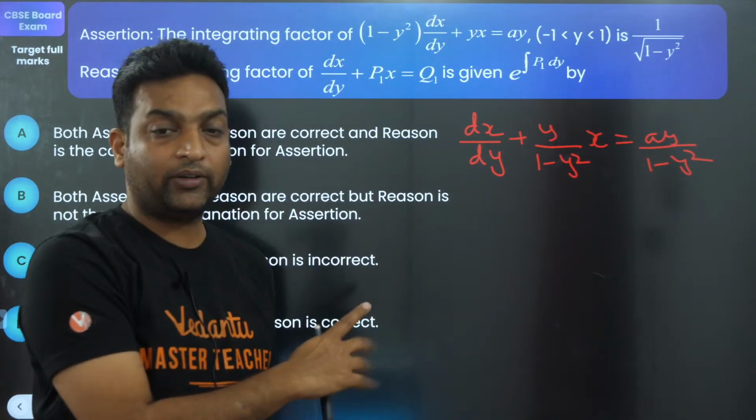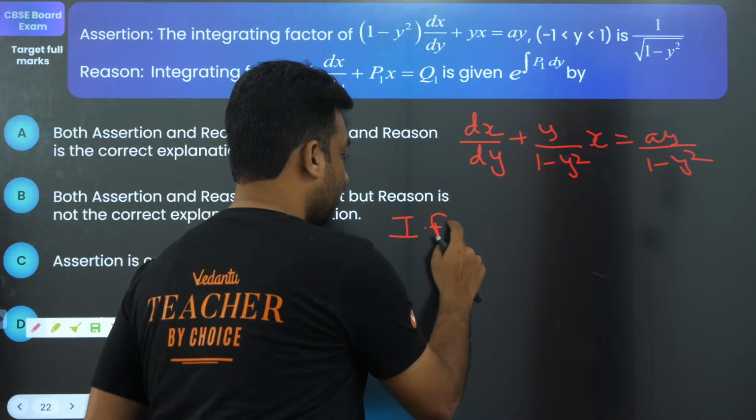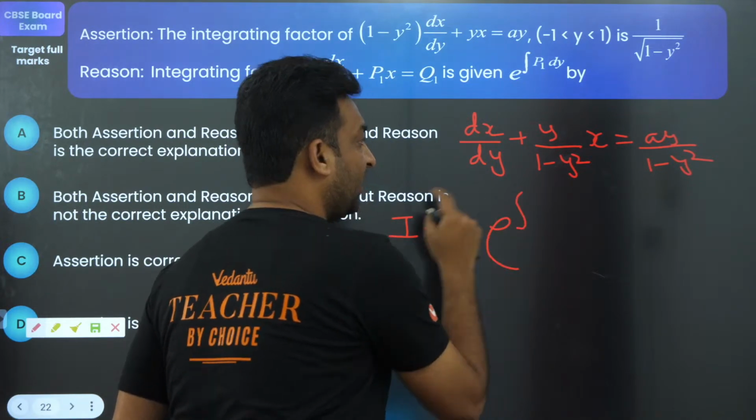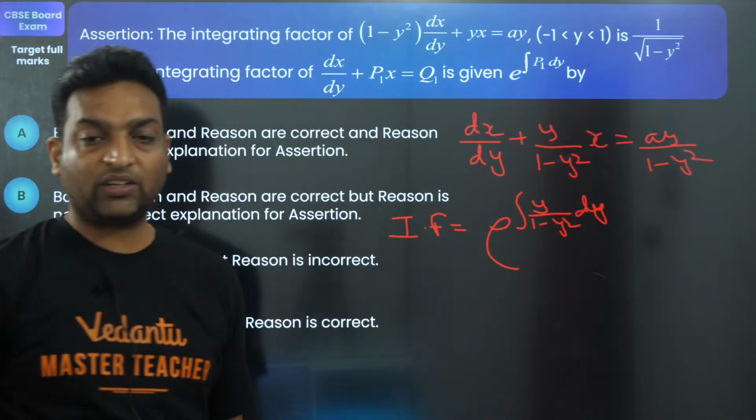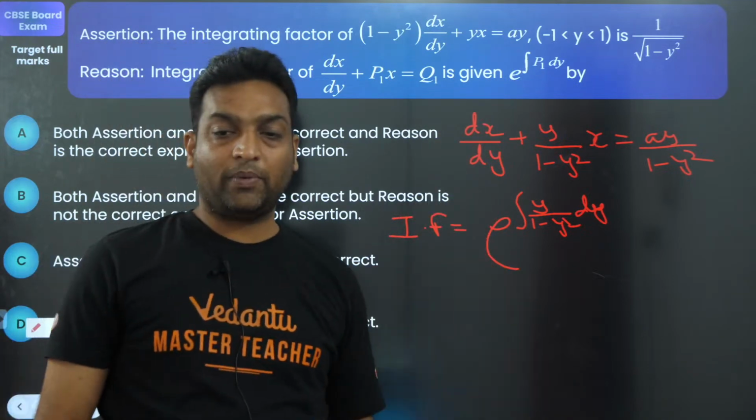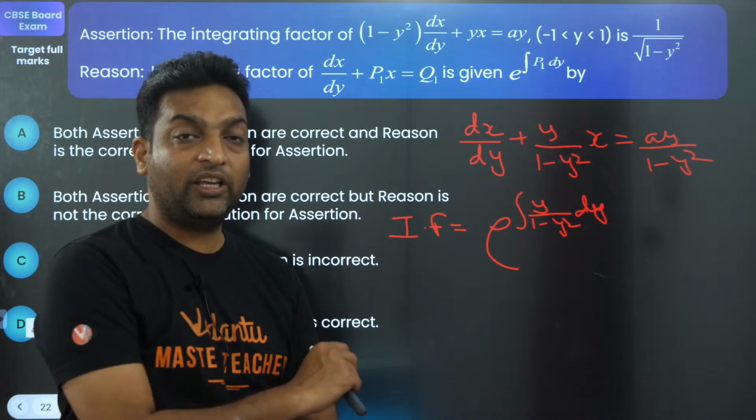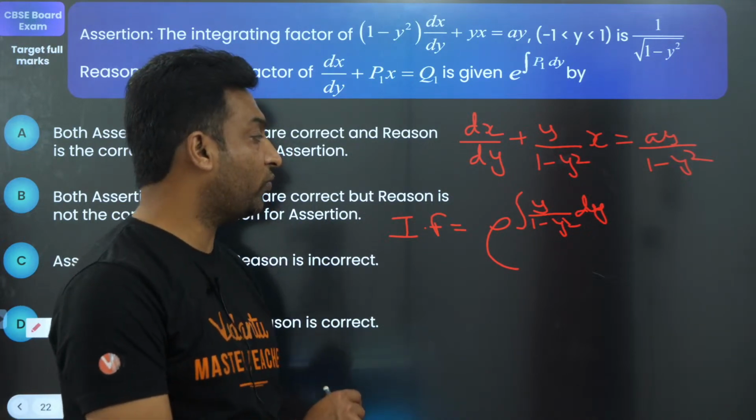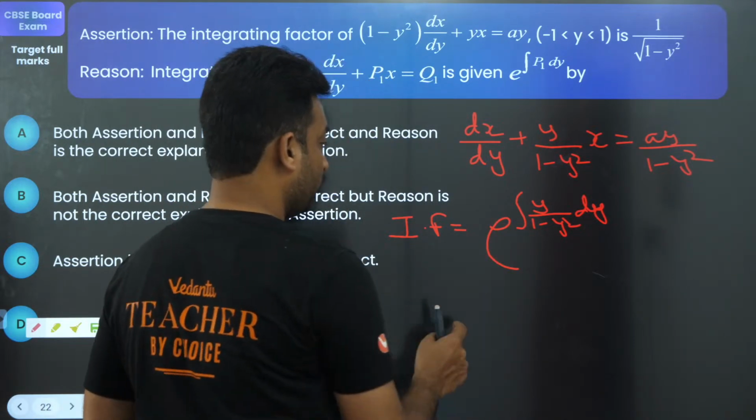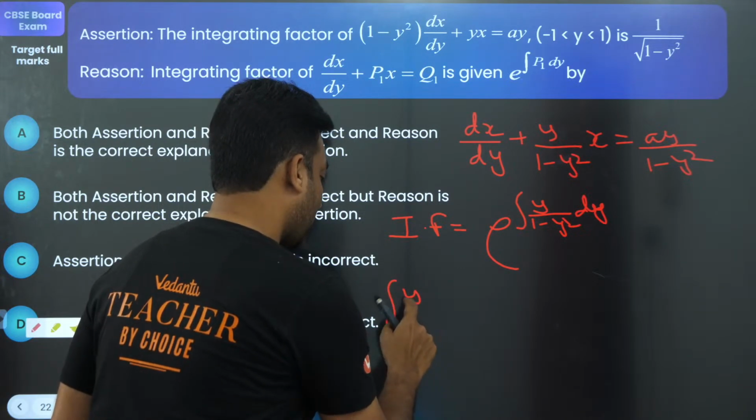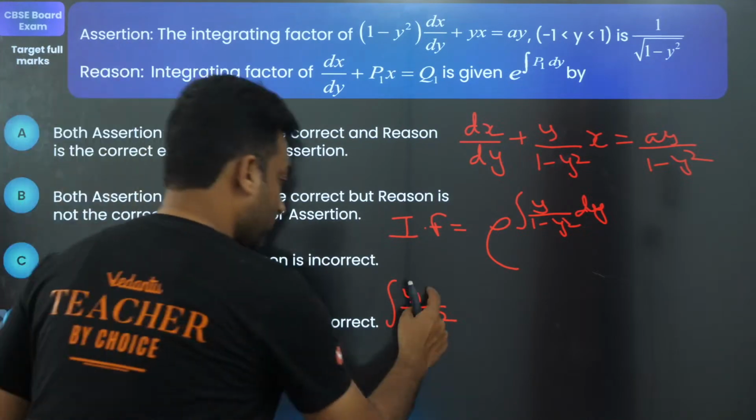This is perfectly correct. Now the integrating factor will be e raised to power integral p, that is y upon 1 minus y square dy, because this is a differential equation where the independent variable is y and the dependent variable is x. How to integrate y upon 1 minus y square? Multiply and divide by minus 2.